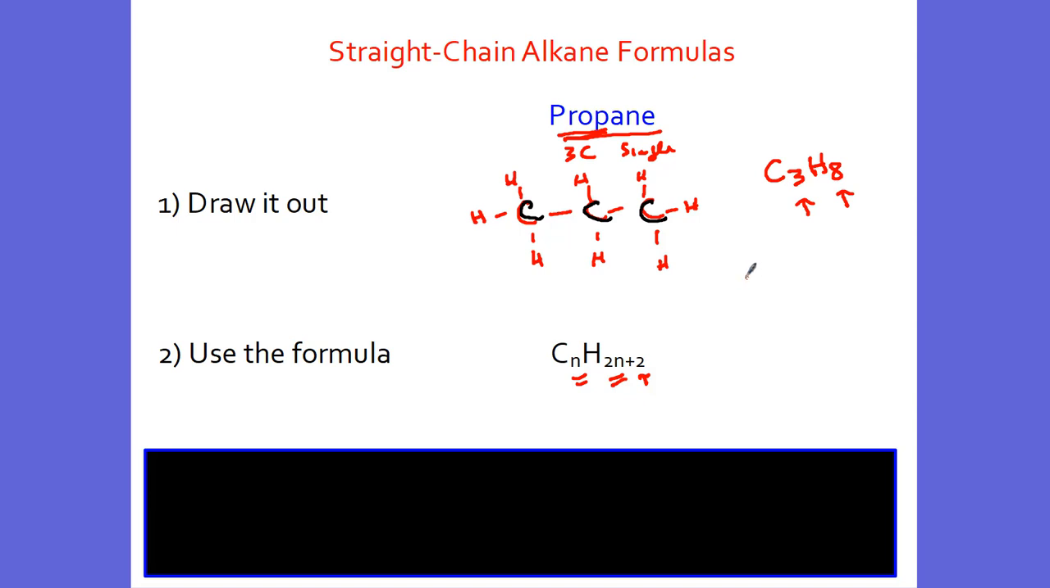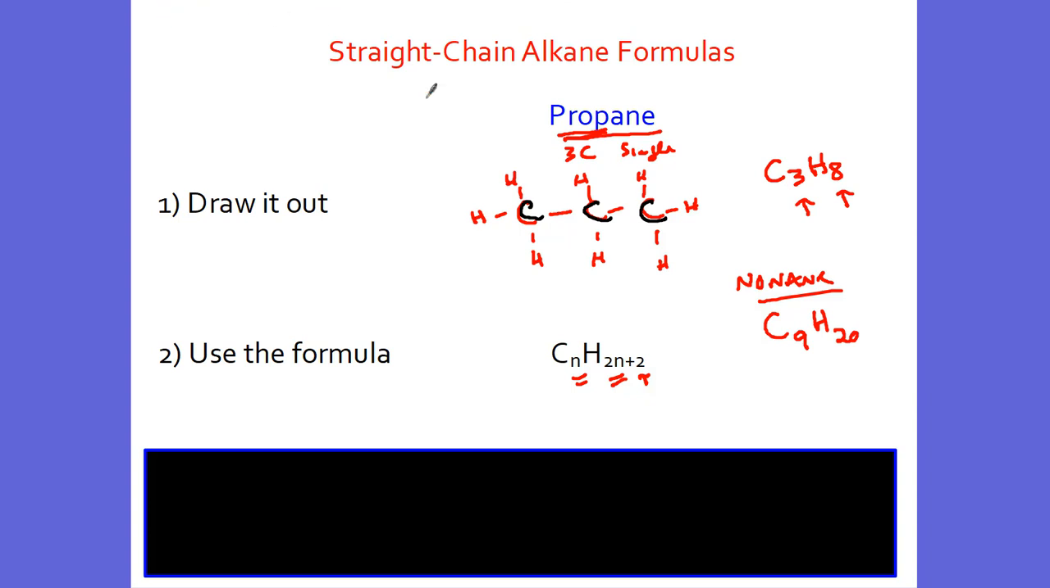Think about something like nonane. Non means 9 carbons. We're going to double the amount of carbons, so 9 times 2 is 18. We're going to add 2 more, which is 20. So the formula for nonane would be C9H20. So it all uses this formula.